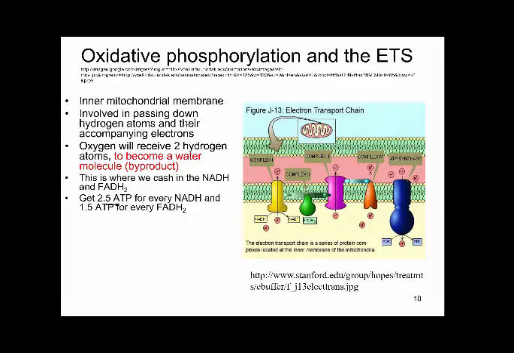So the truth is, depending on the cell type, for every NADH, you can get anywhere between 2 to 3 ATP. And for FADH2, you can get anywhere from 1 to 2 ATP. So you'll notice for our class, we're going to pick the middle value. I'm going to say 2.5 ATP for every NADH and 1.5 ATP for every FADH2. However, there will be one exception that I point out on the next slide.